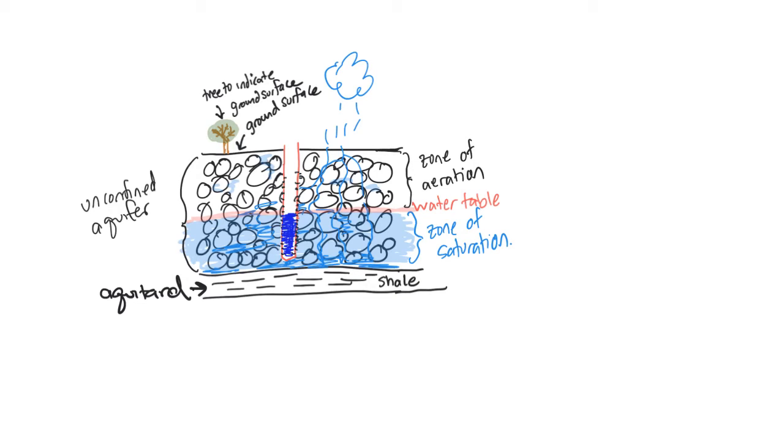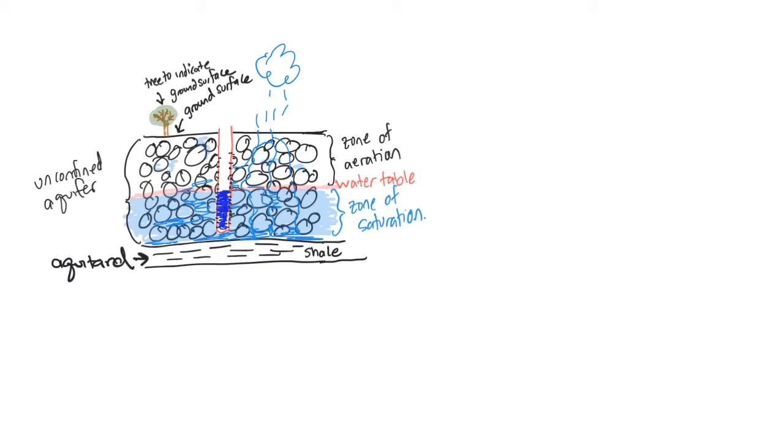So for an unconfined aquifer, the water level in the well is going to be the same as the water level in the aquifer. So wherever the water table is in the aquifer, that's how much water is going to be in our well. The next thing that we're going to look at is going to be the confined aquifer. So we'll add other layers in here to add in our confined aquifer.